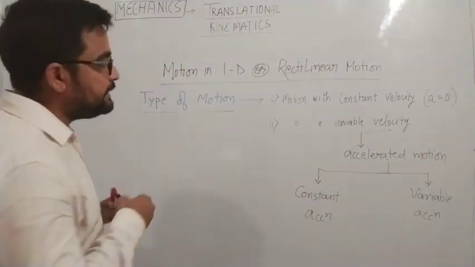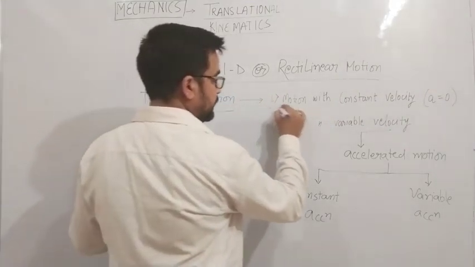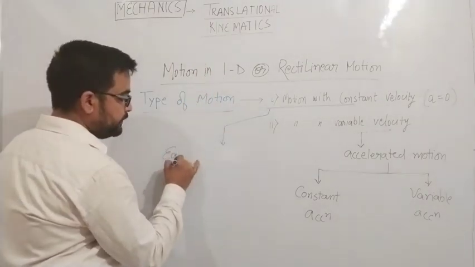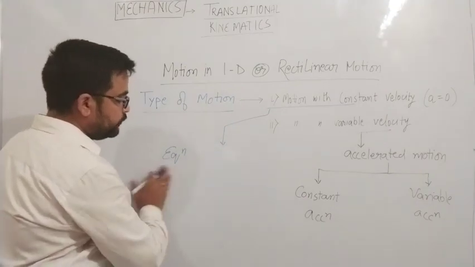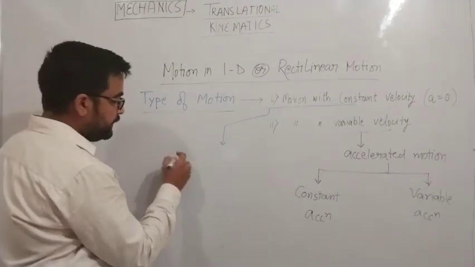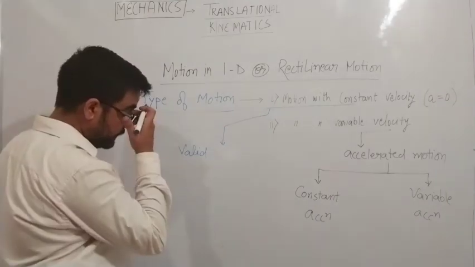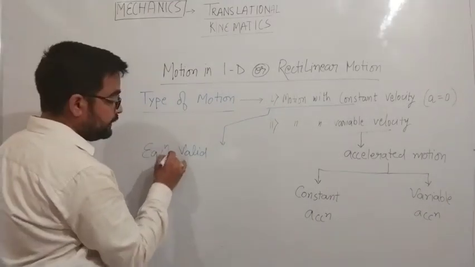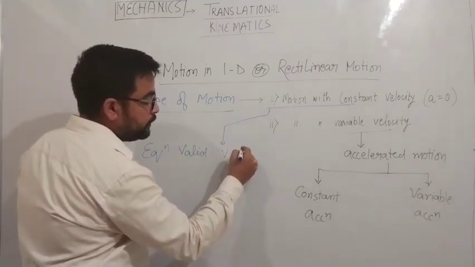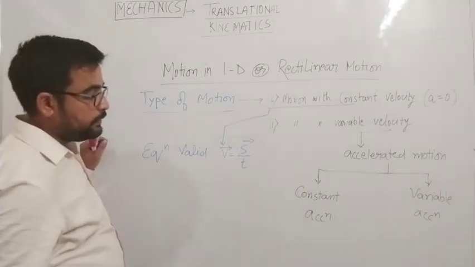So now these kinds of motions are governed by which equation? The equation which will be applied to these kinds of motion, the valid equation, you can use to analyze these kinds of motion: V is equal to S upon T, right? Simply you can write it like this.